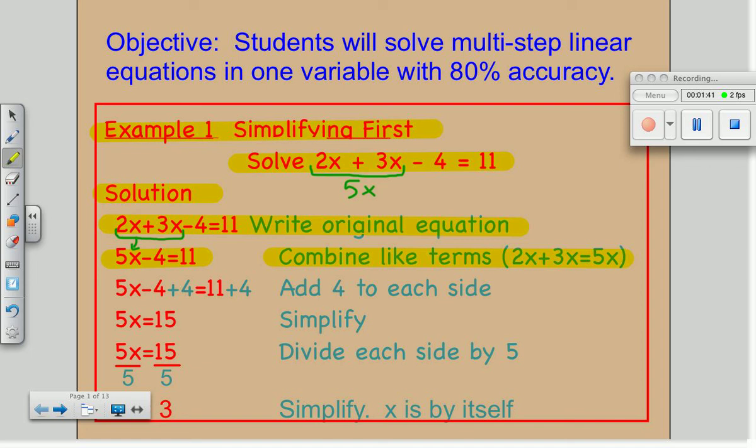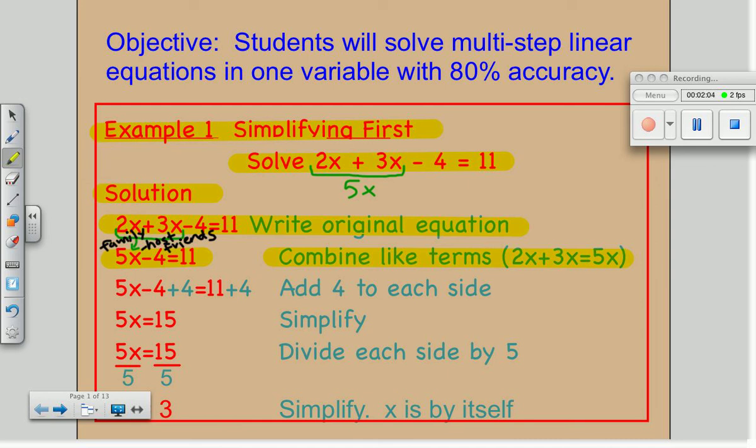Now I can name them. So I have a host here. I have family here. I have friends here. Who do I get rid of first? The friends. So the friends have to go first. We're subtracting 4. The inverse of subtraction is addition, so we're going to add 4 to both sides.